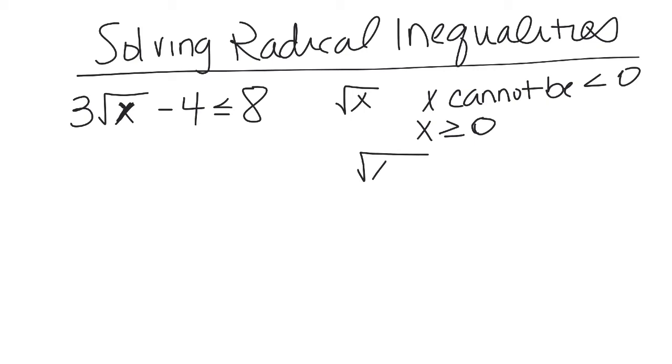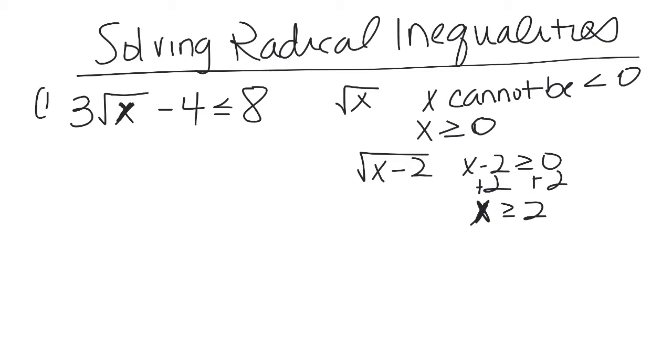If the square root of x minus 2, then x minus 2 has to be greater than or equal to 0, we add 2, and x is greater than or equal to 2. That's going to be our lower bound if it was a less than inequality. So we find what the radicand must be greater than or equal to, and then we add that to our answer in the end.